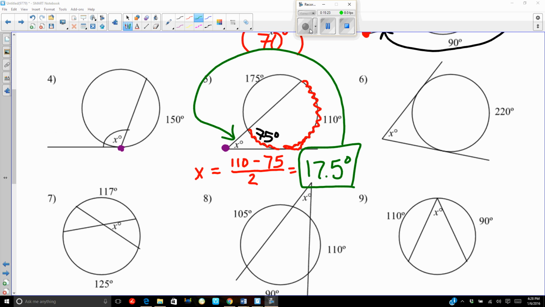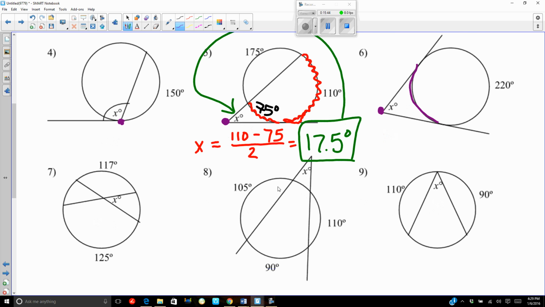So we're going to skip number 6. Number 6 is, again, the vertex is on the outside of the circle. You need to find the missing angle measure of the circle, which I've bolded in purple there, before you solve for x. But it's just the formulas exactly like we did on 3 and 5. Moving ahead to 7.